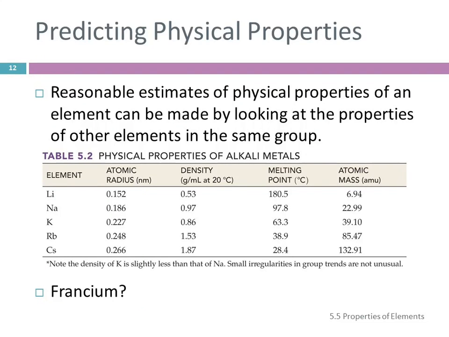We can predict physical properties by looking at the periodic table and the properties of the elements in there. This is not something we do a lot of, but I think it points out the usefulness of the periodic table. So here is an example.